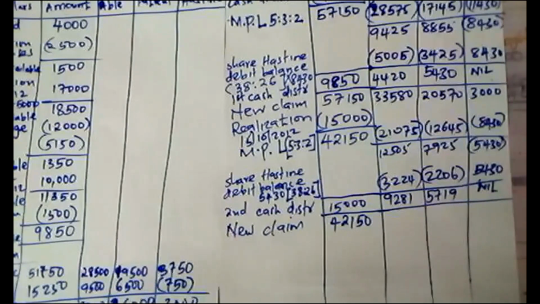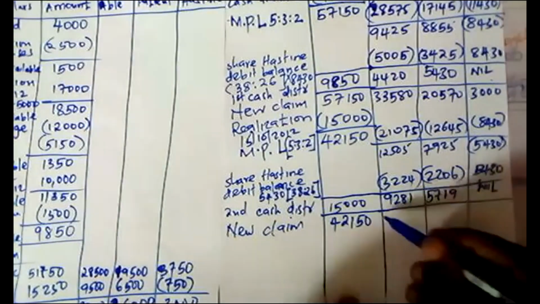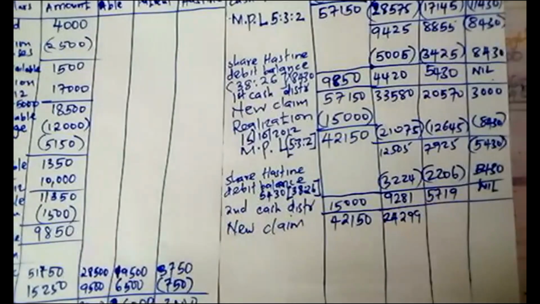We minus 9281, not 32, because remember that out of the 15,000, Able has received 9281. Okay, it's okay. So your answer is 24,299. Yes, 24,299. What is the claim for Patient?